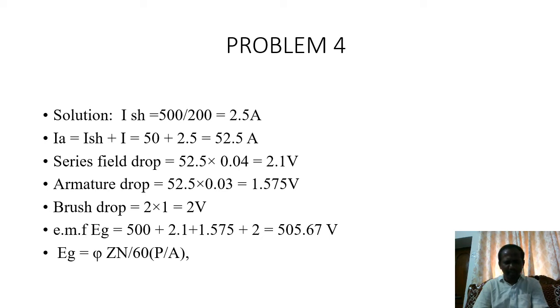EG is equal to V plus ISC RSC plus IA RA plus brush contact drop. So 500 volt supply, 2.1 is series field drop, 1.575 is armature drop, 2 is brush contact drop. Total is 505.67 volts. Right. This is the generated EMF in the armature of the DC generator.